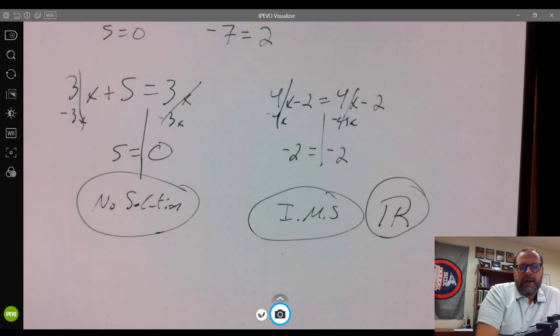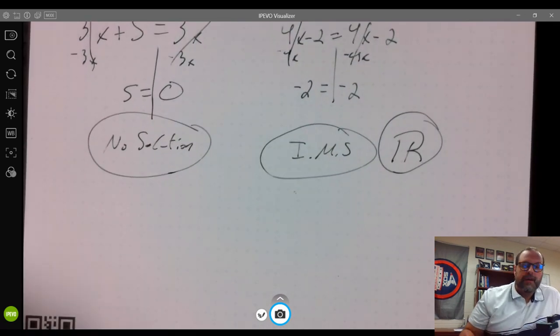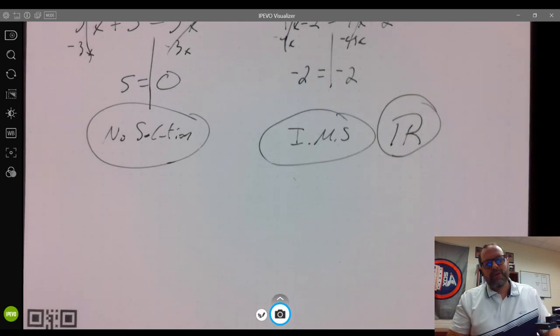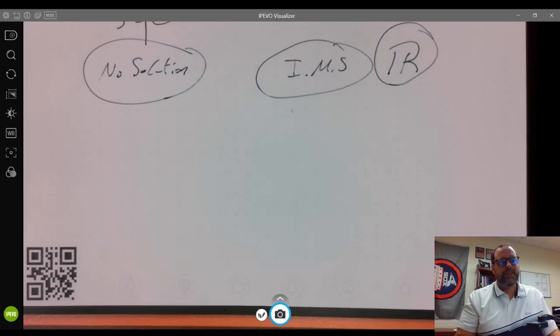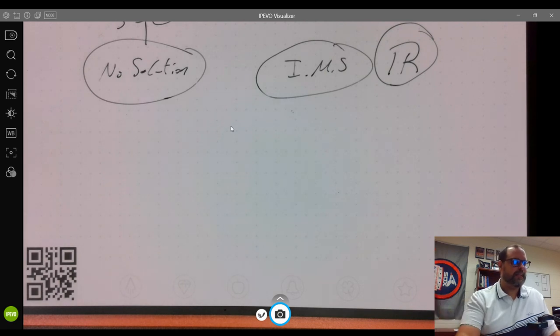This just gives you another option now. When you're solving, you could still get an answer. You could still get what we call one solution, but don't ever write one solution. One solution just means you got an answer, x equals 7, or something to that extent.